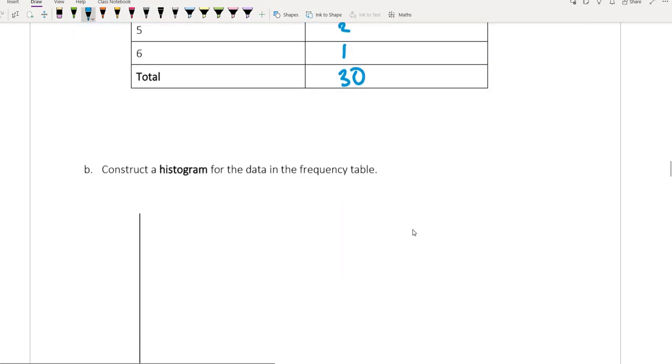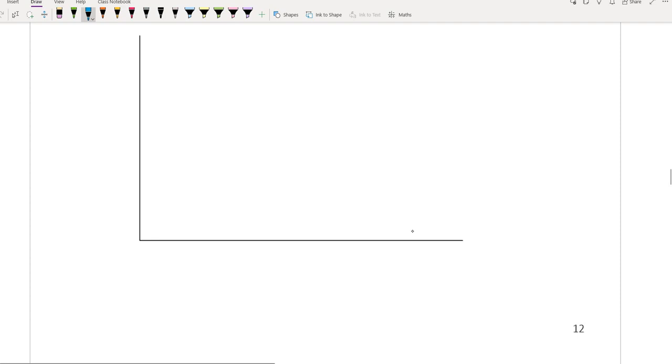So we want to make sure we're labeling. This vertical is always frequency, so let's write frequency here, and this is the number of siblings going that way. Actually, we don't need arrows. I mean, we can have arrows, but we don't necessarily need them.